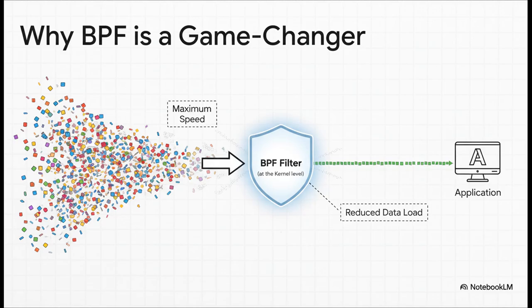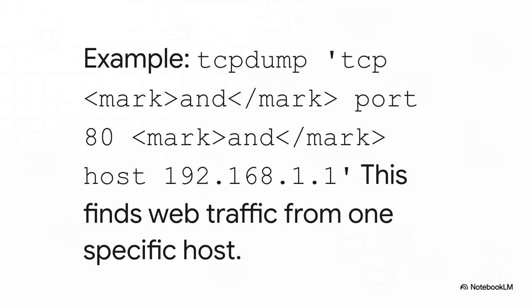So, the big takeaway here is that because BPF filters so early in the process, it is unbelievably fast. It takes that chaotic flood of data and turns it into a clean, manageable stream that you can actually work with. You can write these super flexible rules like, hey, just show me the data from this computer and from this specific application, and it'll do it instantly. This means your computer isn't wasting a ton of time and energy processing data you were just going to ignore anyway. Okay, let's make this real with the exact example from your notes. This BPF filter is basically a set of instructions for TCP dump.